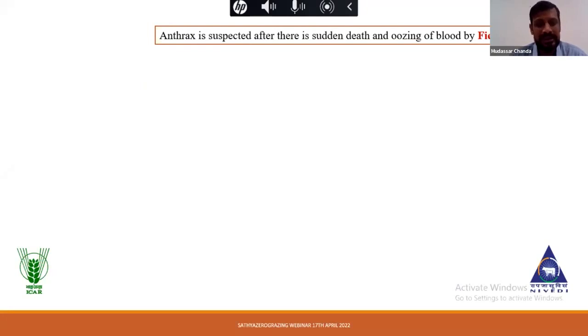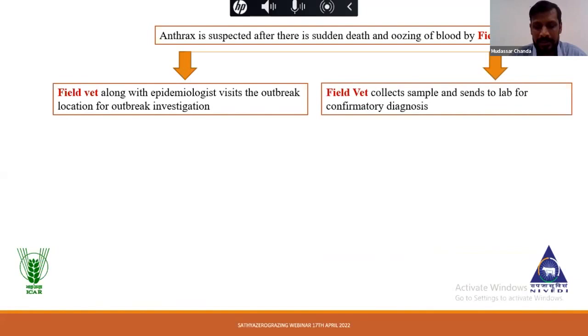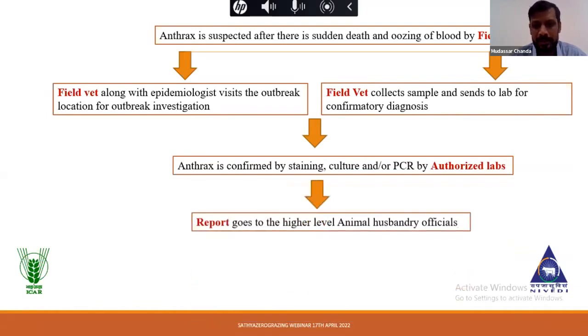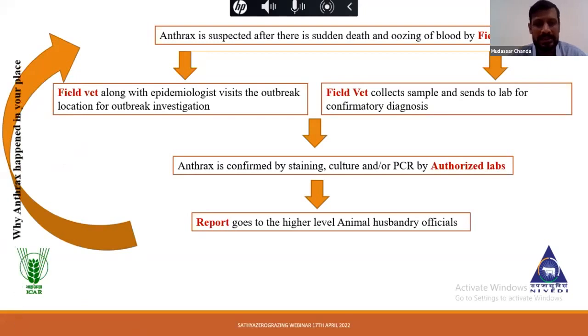Ultimately, it comes down to field veterinarians and their role in doing outbreak investigations, and they also become a bridge between the policymakers and researchers. So their role is important. I'll put up one simple flowchart: there is an outbreak or a suspected anthrax case. What do field vets do? Maybe they visit the outbreak, find out the location of the outbreak, collect the sample, and send it to the lab. Anthrax is confirmed by staining, culture, or PCR, by authorized labs, and the report goes to the higher-level animal husbandry officials. One aspect which is lacking is that we don't answer the question of why anthrax happened in your place.